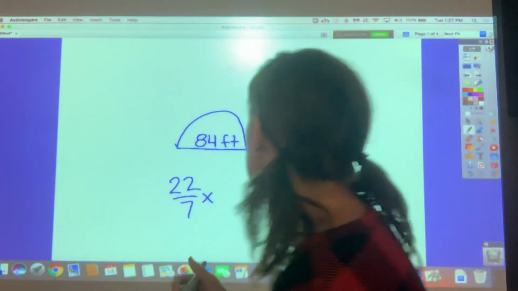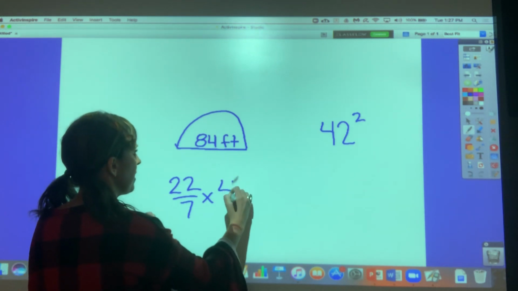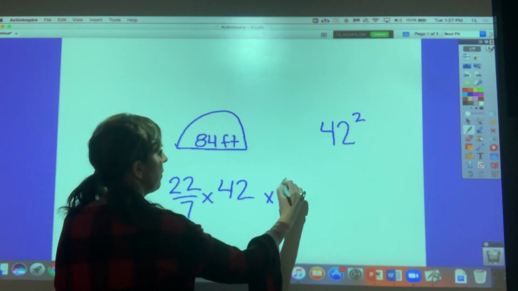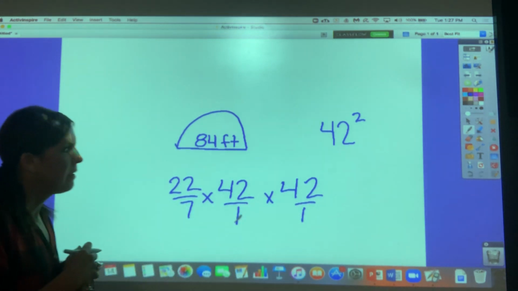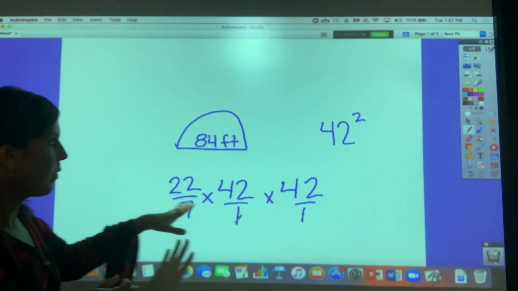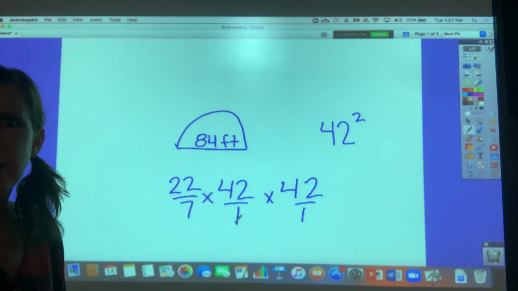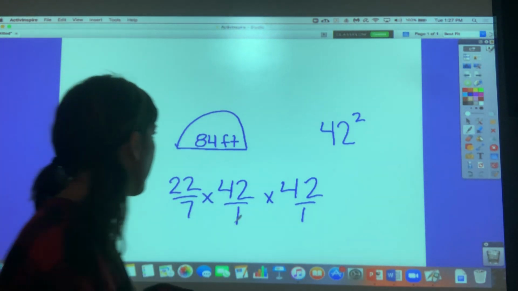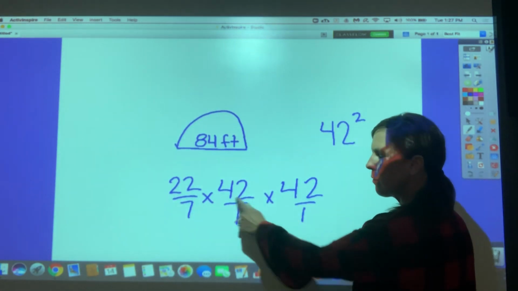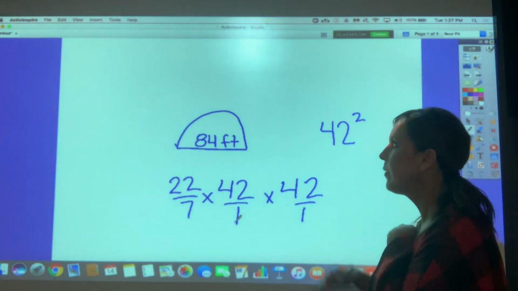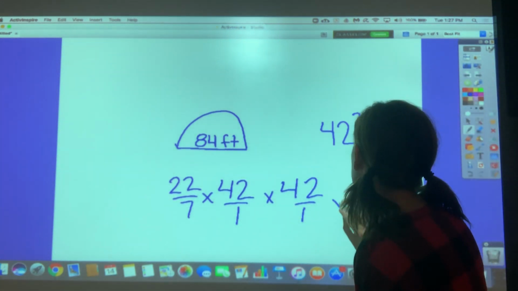So instead of working that out and figuring out what that is, let's just write 42 times 42 out as part of the problem. Instead of multiplying it, I'm doing it like this because we're going to be able to cancel and we're not going to have to multiply that big number. So pi times the radius squared, which is 42 times 42, and we still need to multiply by half because we only have half a circle.